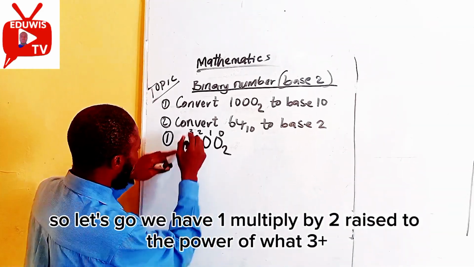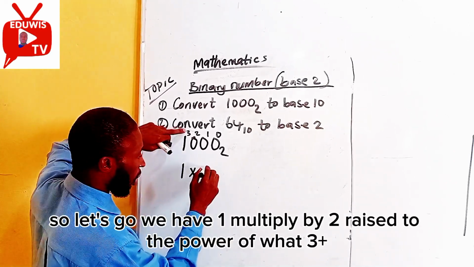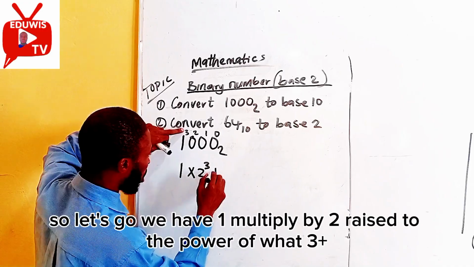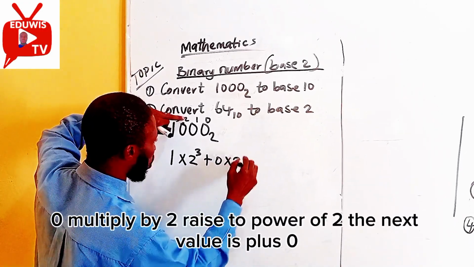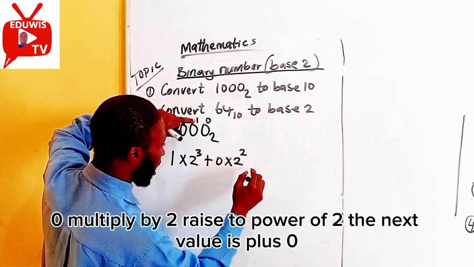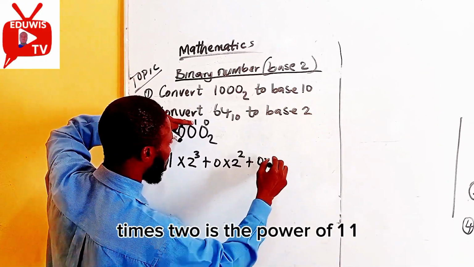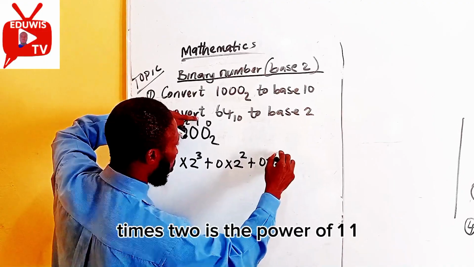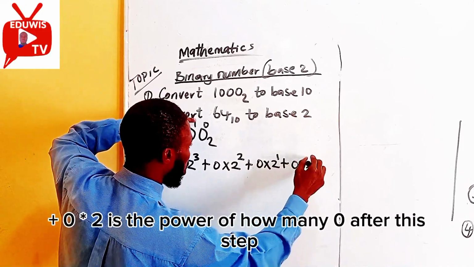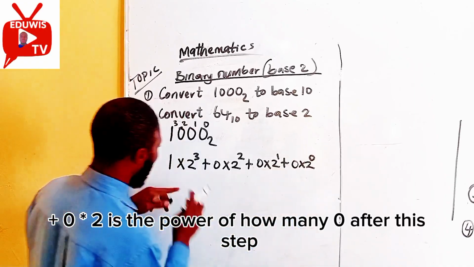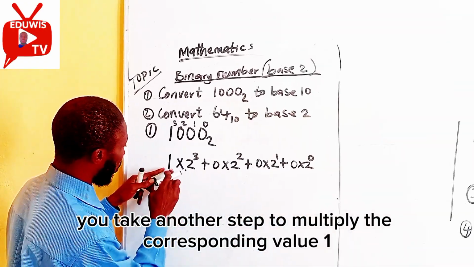So let's go. We have 1 multiplied by 2 raised to the power of what? 3. Plus 0 multiplied by 2 raised to the power of 2. The next value is plus 0 times 2 raised to the power of 1, plus 0 times 2 raised to the power of how many? 0. After this step, you take another step to multiply the corresponding value.